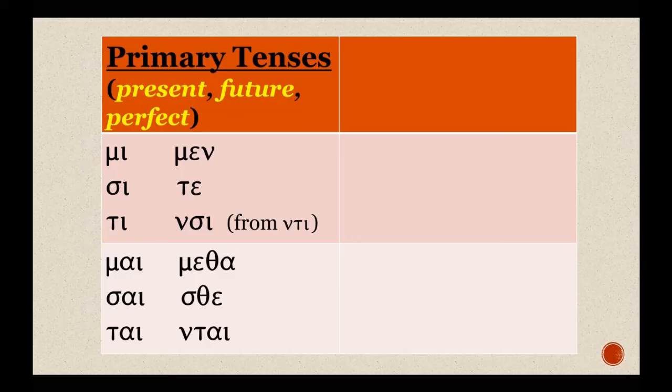So primary tenses, these are our endings, present, future, and perfect: mi, si, ti, mente, nsi, and the middle and passive: mai, sai, tai, metha, sthe, and ntai. Any questions before we dive into this? Don't be afraid. All right, so active and the middle passive endings.